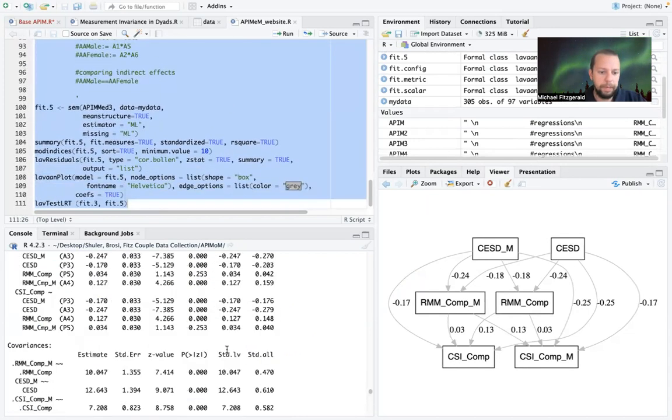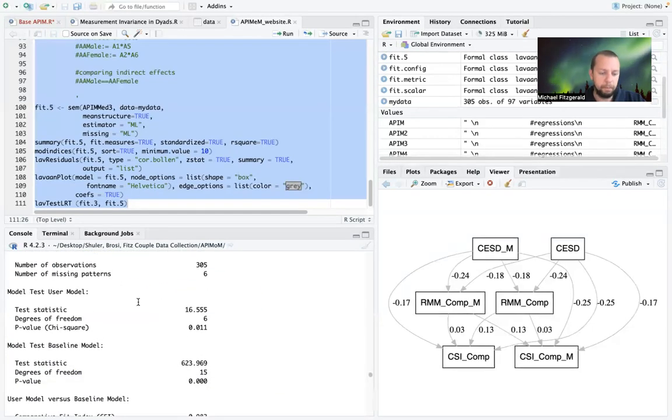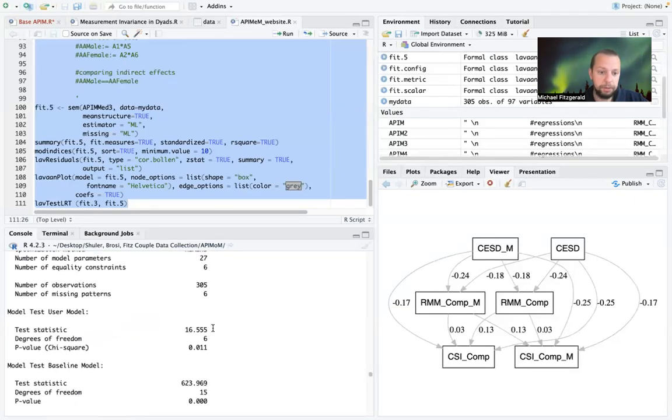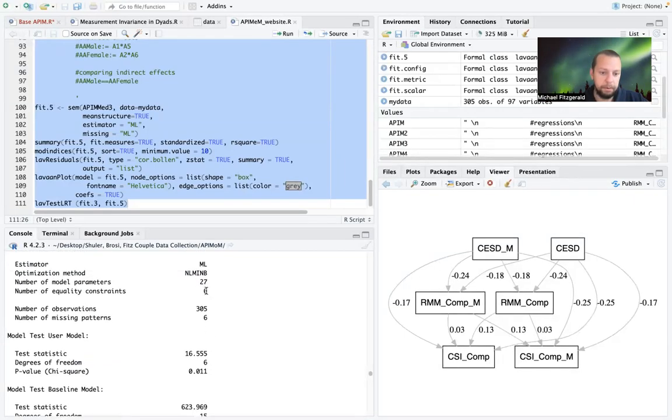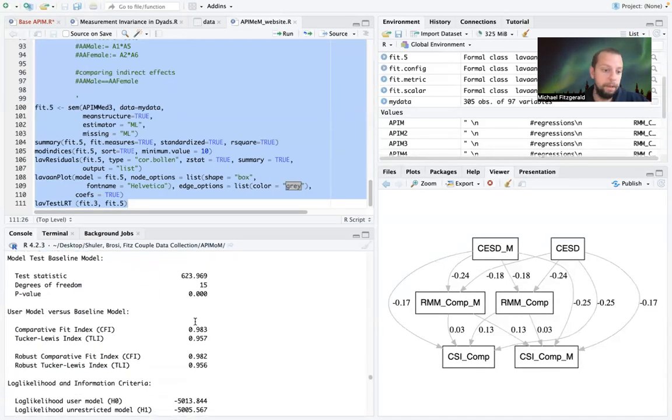And so we can take a look at our model fit. Recall that our baseline model had 0 degrees of freedom. All 27 parameters that we could estimate were estimated. And now we are only estimating 21 of those parameters, and we have imposed 6 equality constraints. So 27 minus 6 equals 21. That's how many parameters we're estimating, and that's where our 6 degrees of freedom are coming from.